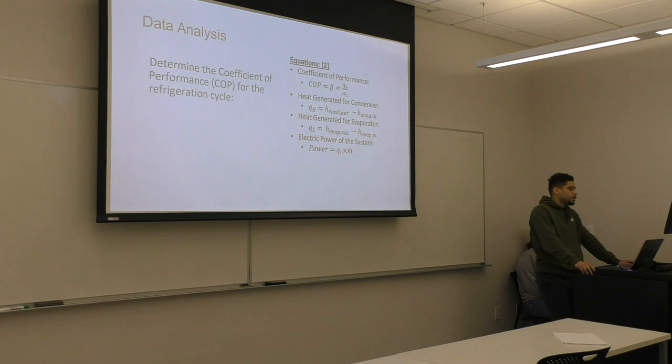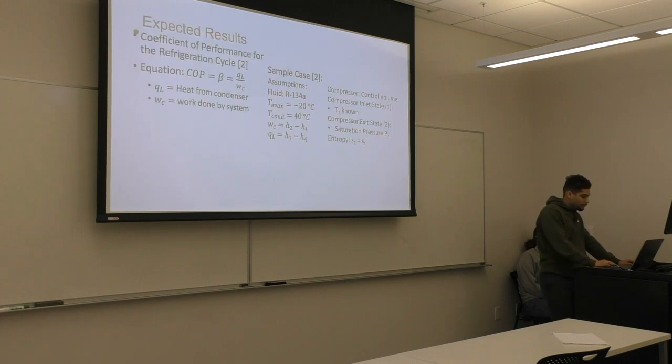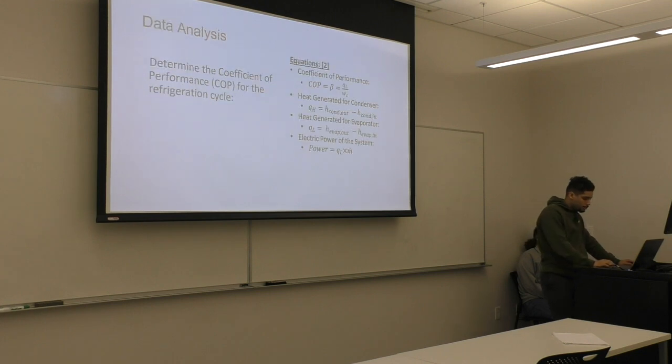To find QL, we need to do the enthalpy out minus the enthalpy in, and for the work done by the system, we need to do the enthalpy of the second state minus the enthalpy of the first state. To find the heat generated by the evaporator, we have to do the enthalpy of the evaporator out minus the enthalpy of the evaporator in. And to find the power for the system, we need to do our heat generated for the condenser times the mass flow rate.